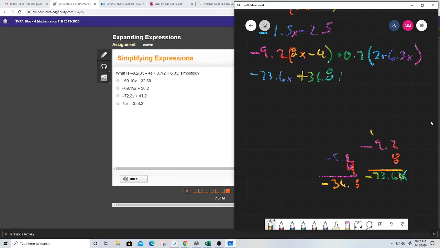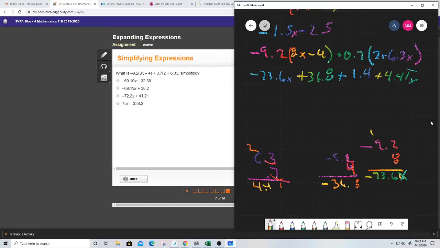Alright, so then what's a positive 0.7 times 2? Well, at least they're making it easy for me, 1.4. Because just the 2 times 7 was 1 decimal point. And then what is 0.7 times 6.3? I believe that's going to be 4.41. So yeah, this has 2 decimal spots. So plus 4.41.